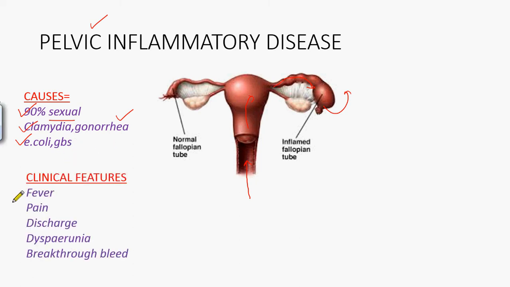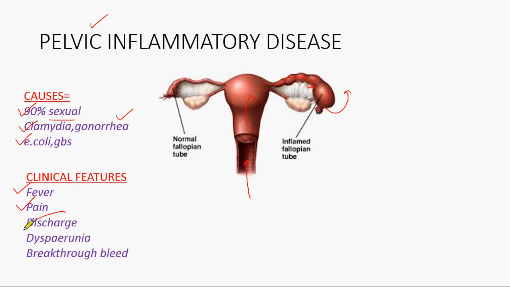Finally, the clinical features: the patient will have fever, of course, because it's an infection, and lower abdominal pain. Discharge is important because it is one of the features of infection and inflammation, and most commonly this is pus through the vagina. And the patient can have dyspareunia, which is nothing but pain during coitus or sexual intercourse. This is because when there is friction between the penis and the lining of the uterus, which is inflamed due to PID, this friction can produce pain during coitus, leading to dyspareunia. Sometimes this can be too much and there can be a breakthrough bleed, which is the final clinical feature of PID.